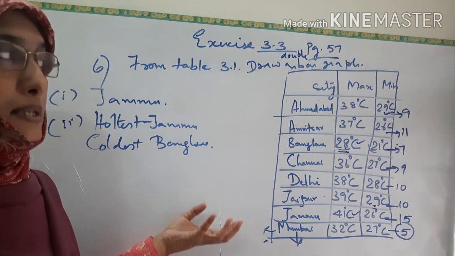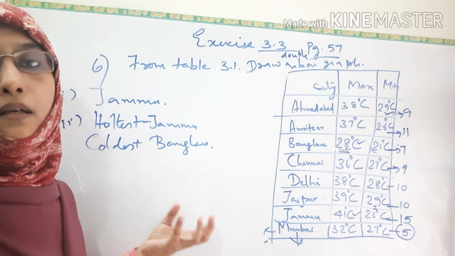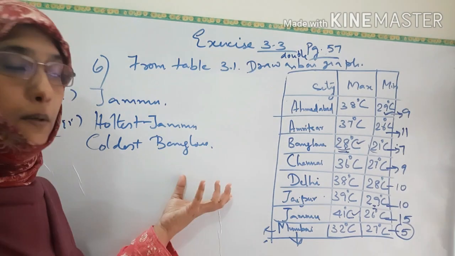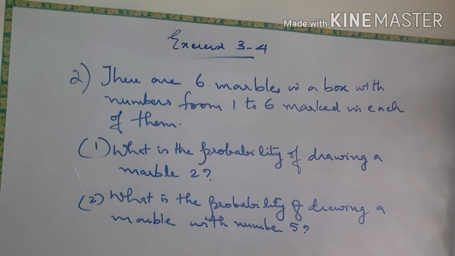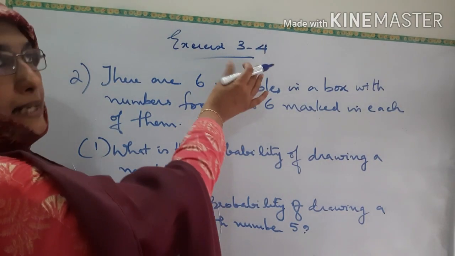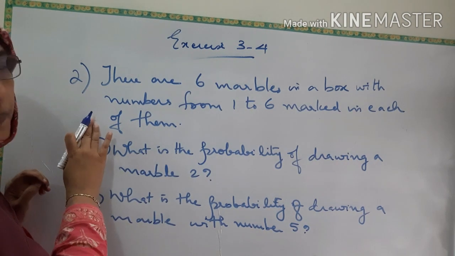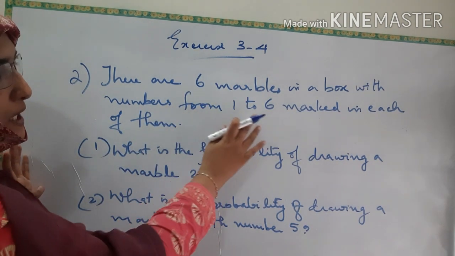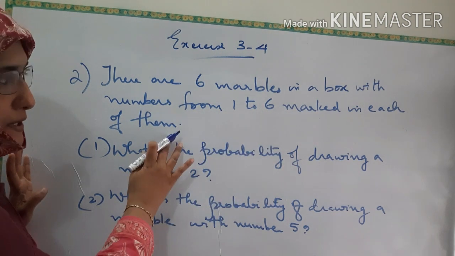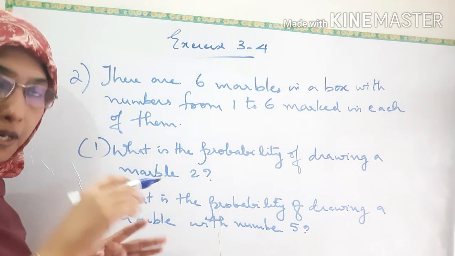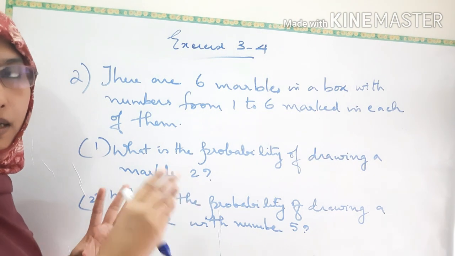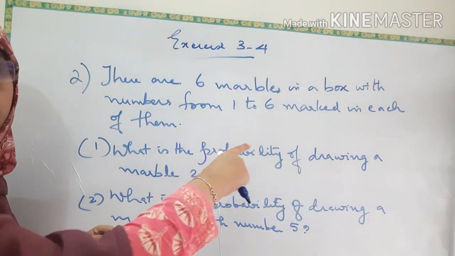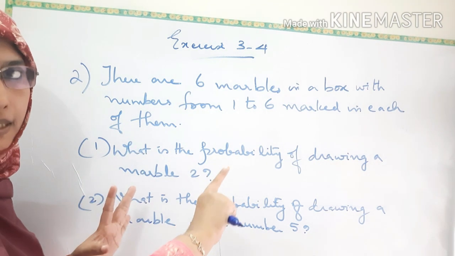See, when you are doing this problem, keep a textbook with you. Okay. Then when you read the question, you can get it. Now, next exercise 3.4, second question. There are 6 marbles in a box with the numbers from 1 to 6 marked in each of them. That is, in a box there are 6 marbles and in each marble a number is written. In the first marble 1, second one 2, 3, 4 up to 6. All the 6 marbles have numbers written.